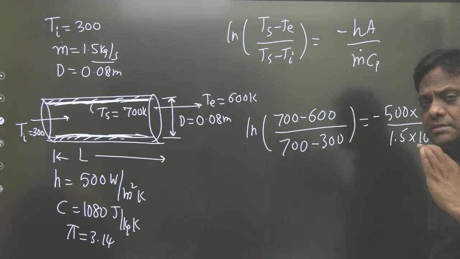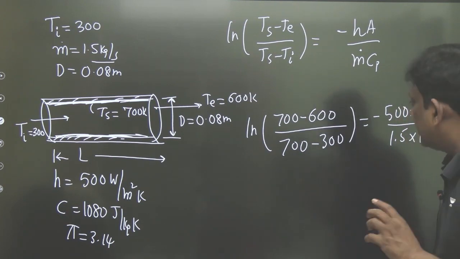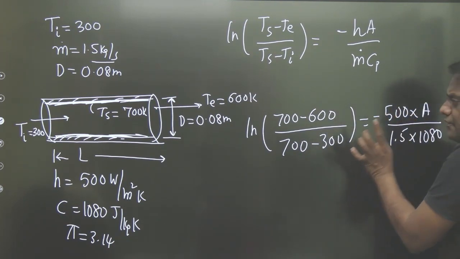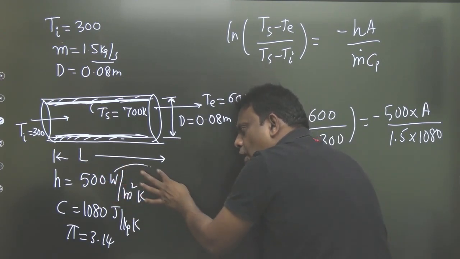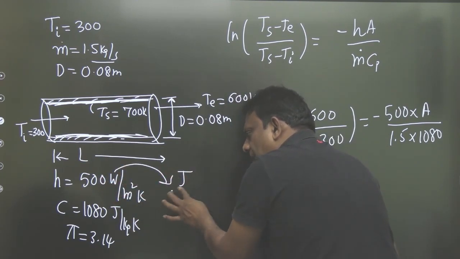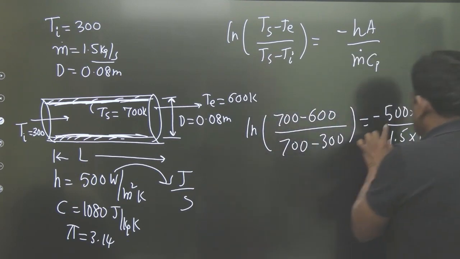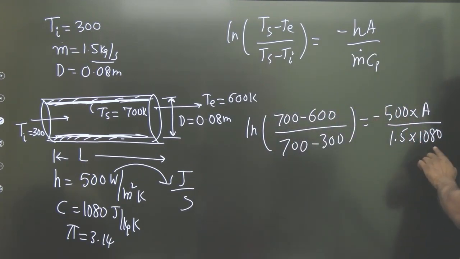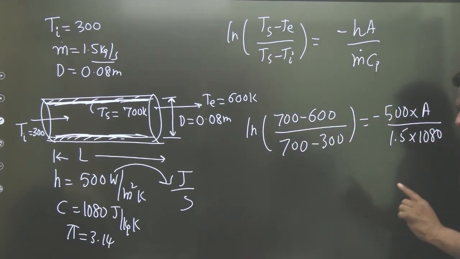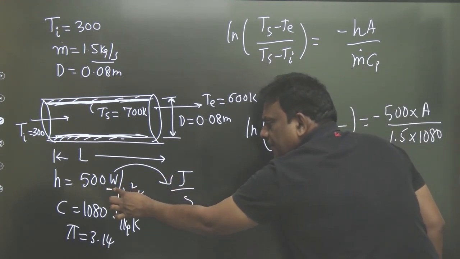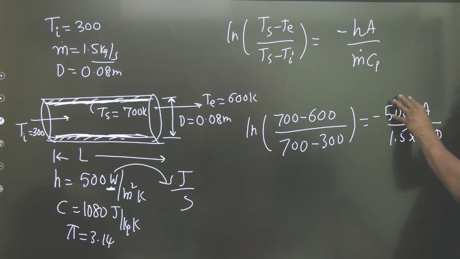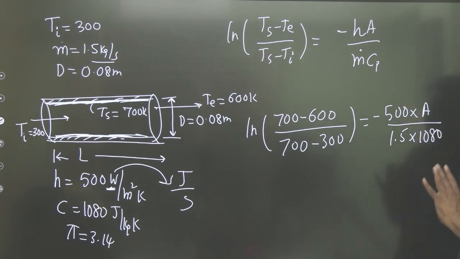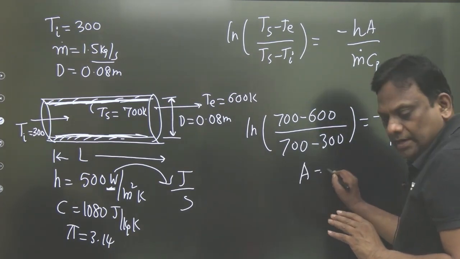And here students must be careful. What is the reason for that? The heat transfer coefficient is given in watt per meter squared per Kelvin. What does watt mean? It is joule per second. So whenever this is in watt, try to keep specific heat also in joule, because it is not in kilowatt. If this is in kilowatt, keep this in kilojoule. It is already in watt, so therefore keep this in joule. So from this, I can easily calculate the area.